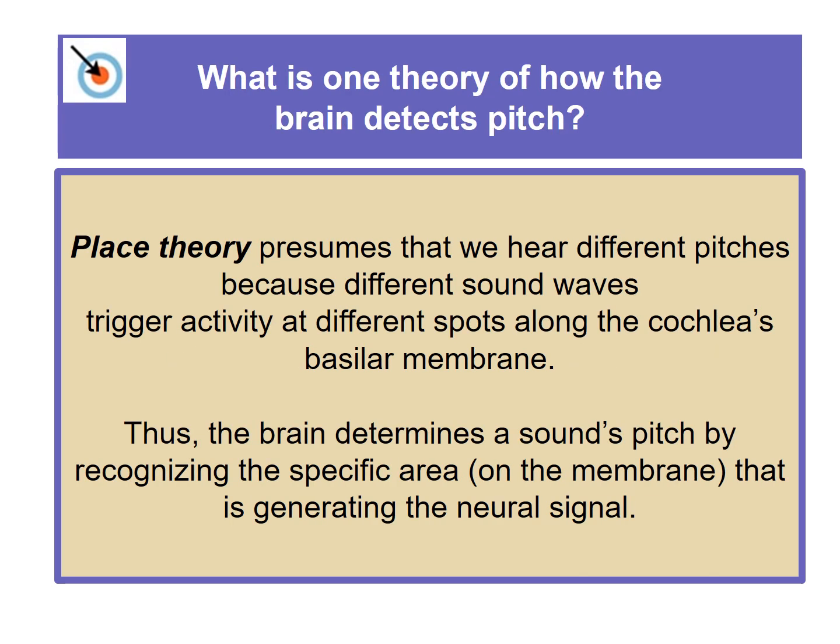What is one theory of how the brain detects pitch? So place theory presumes that we hear different pitches because different sound waves trigger activity at different spots along the cochlea's basilar membrane. Thus, the brain determines a sound's pitch by recognizing the specific area on the membrane that's generating the neural signal.